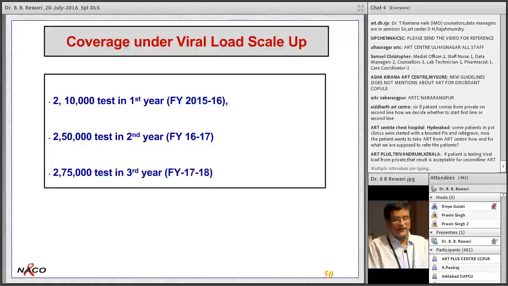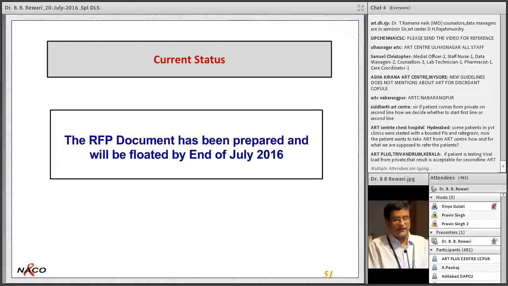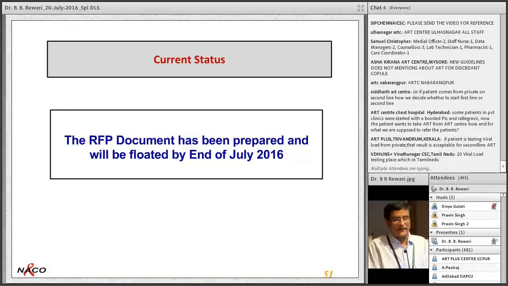And for this, a lot of efforts have been made. Funding is available. To tell you, it is not that viral load is not available. Funding is available. The document has been prepared, and this will be put urgently now, in the next 2 weeks, for tendering. Now I will take some questions.